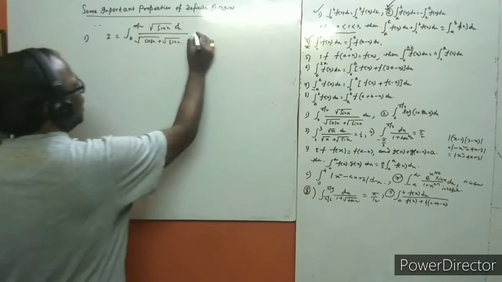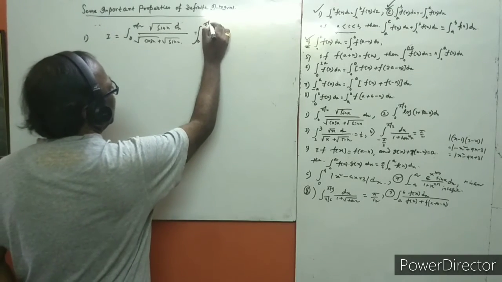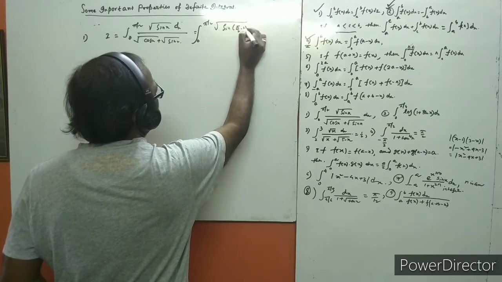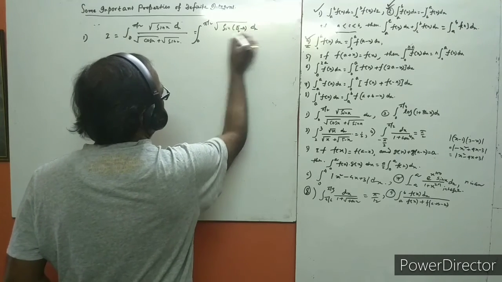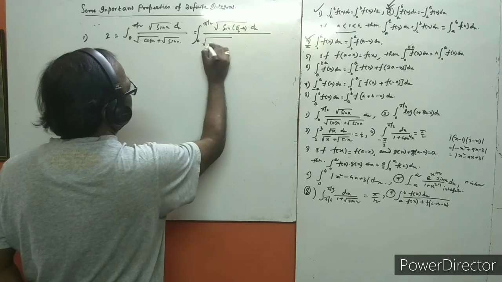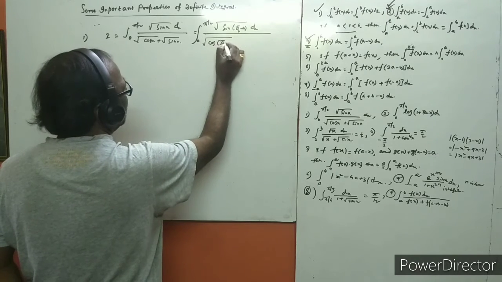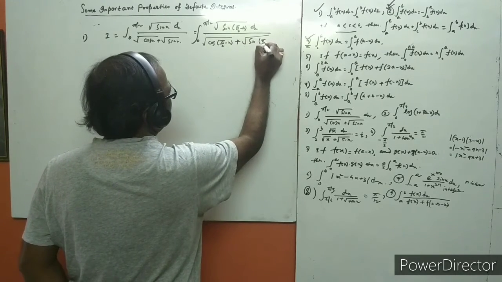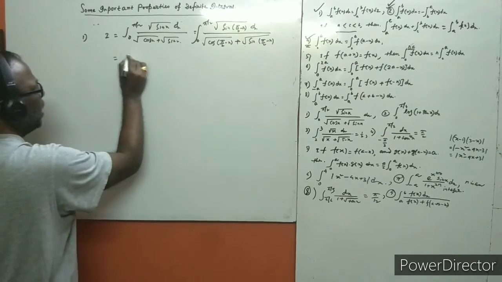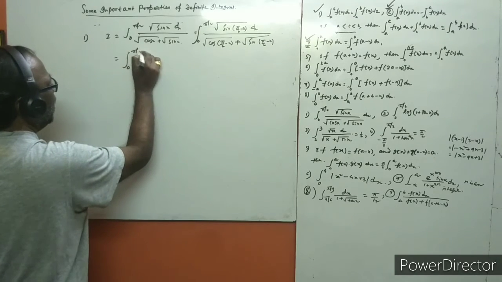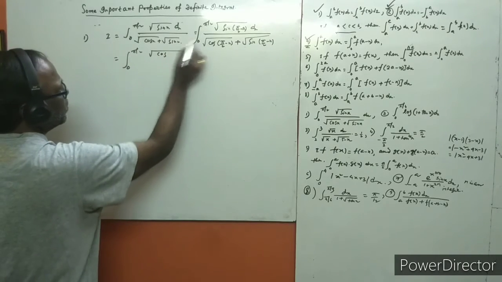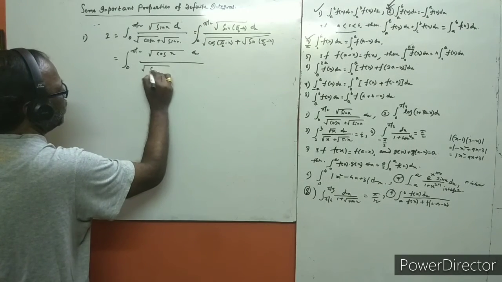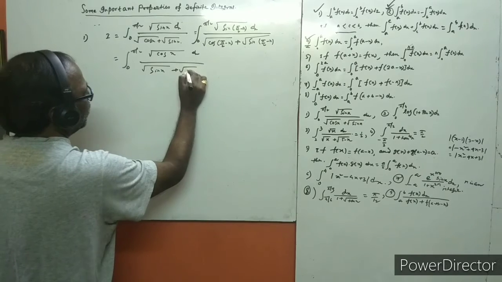Now write the integral from 0 to pi by 2 of root of sin of pi by 2 minus x dx, and also cos of pi by 2 minus x in the denominator. So again, this is 0 to pi by 2, and sin of 90 minus x is cos x, so we get root cos x dx over root sin x plus root cos x.